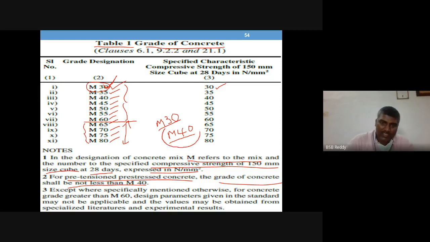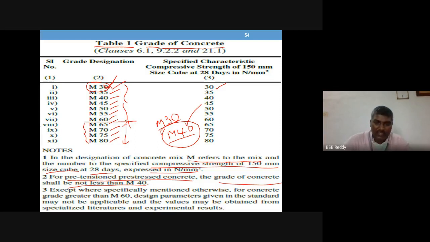So for pre-tensioning, the grade of concrete used shall not be less than M40, the minimum grade of concrete. So I put it in terms of a question. What is the minimum grade of concrete which shall be used for pre-tension pre-stressed concrete? Likewise, the other question: what shall be the minimum grade of concrete which shall be used for pre-tensioned pre-stressed concrete and post-tension pre-stressed concrete?